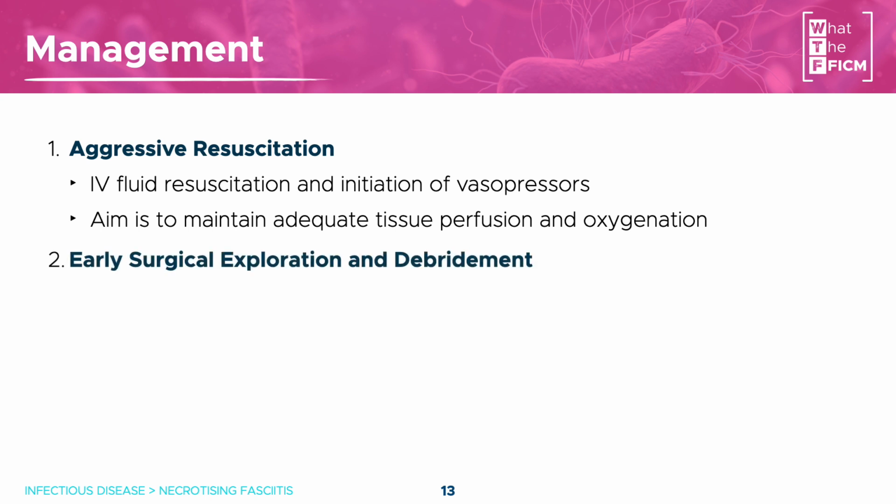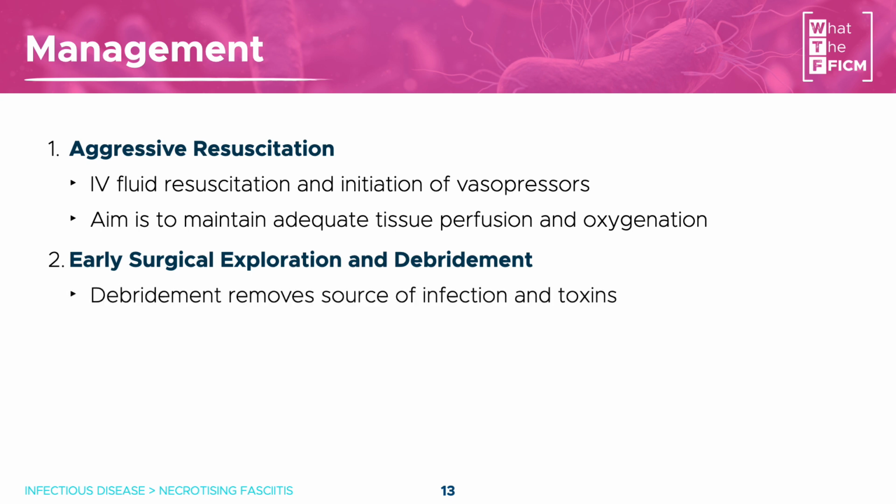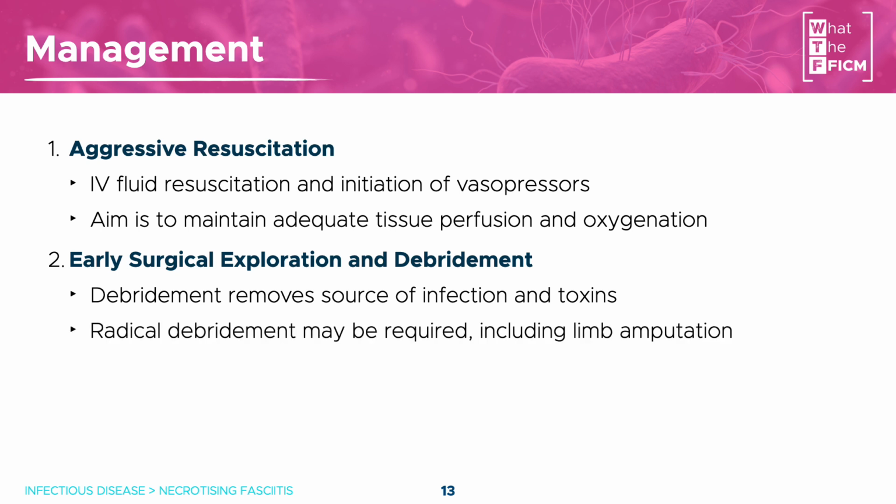However, definitive treatment is with early surgical exploration and debridement. Debridement removes the source of infection and toxins. However, it might be that the debridement required is extensive. This can include limb amputation or resection of large areas of skin and muscle.